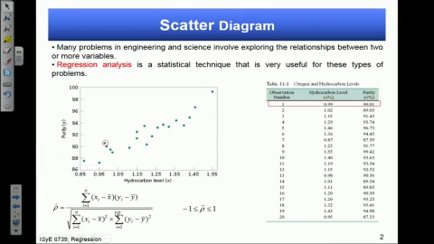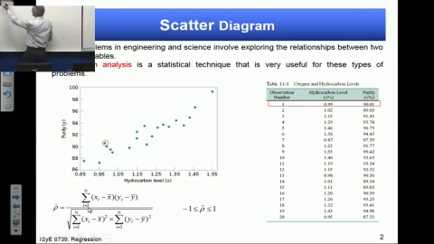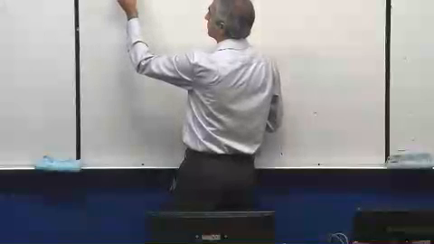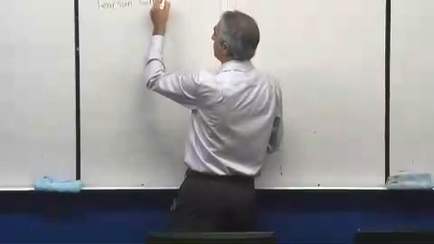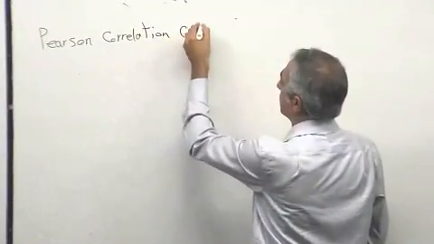One thing we can do, we can calculate the correlation between these two variables. For example, in this case, this correlation should be close to 1 because it's basically positive correlation. When x increases, y also increases. And here is the equation for finding the correlation coefficient. It's also known as Pearson correlation coefficient.